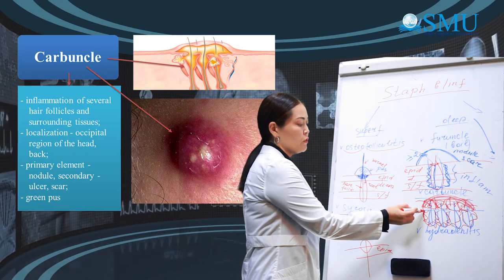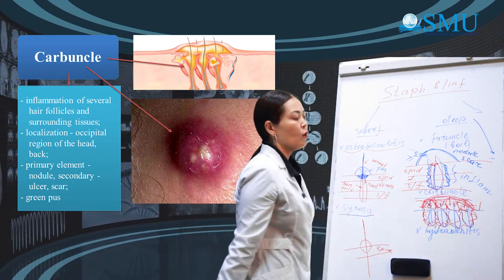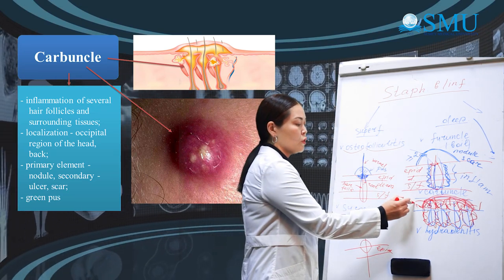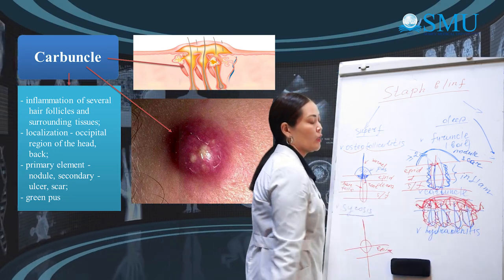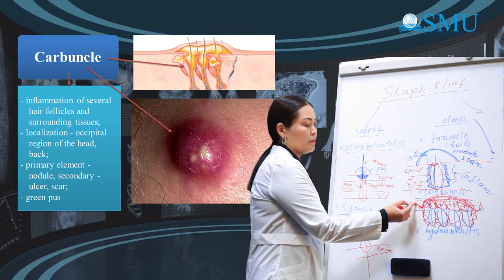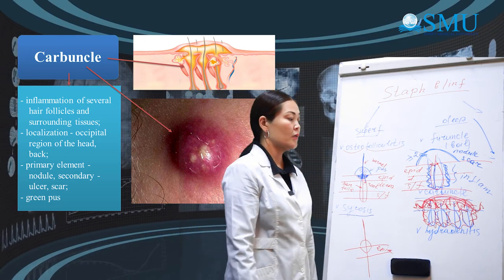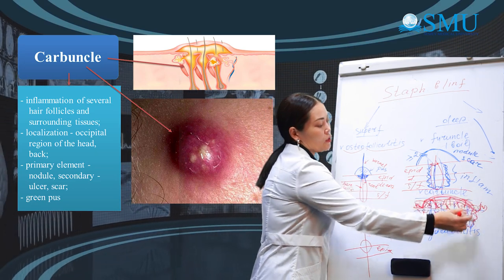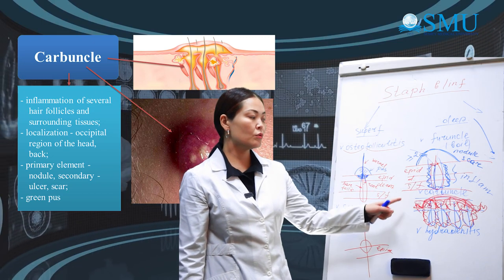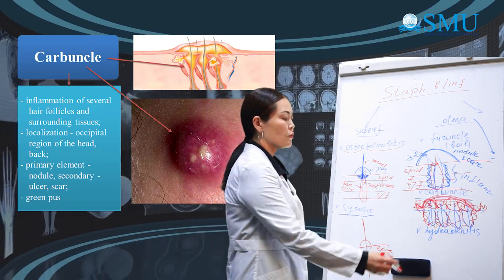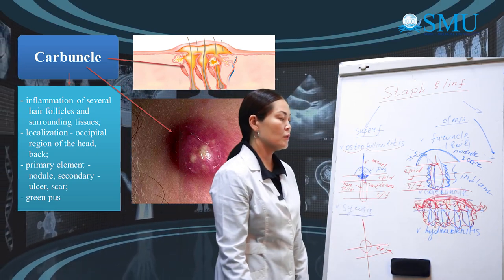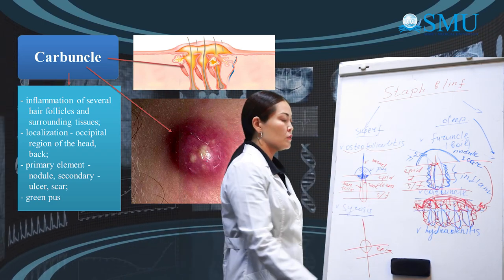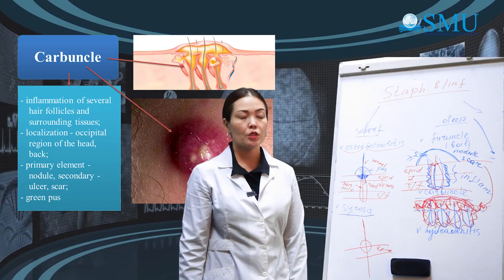Of course, the connective tissues located in this region will also die. They don't have any nutrition, and in this situation there will be dead necrotic tissues which have a black color. That's why carbo, coal, a blackish thing. So in the carbuncle situation, the secondary lesion can also be an ulcer, and the secondary lesion will also be a scar, because when all these processes are treated, in this place you will see big scar formation.